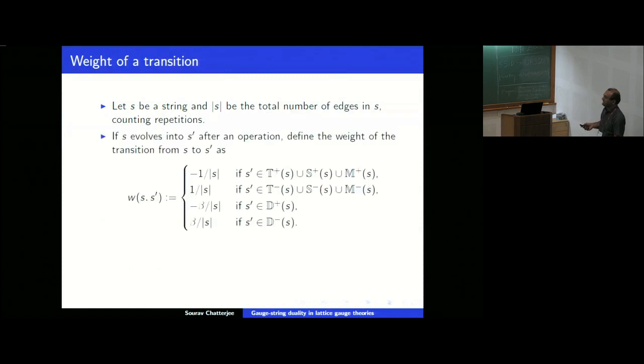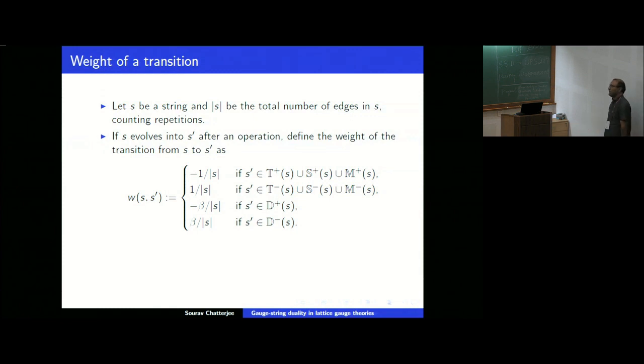And if S evolves into S prime after an operation, you define the weight of this transition as minus 1 over the length of S if S prime is either a positive twisting or a positive splitting or a positive merger, 1 over the length of S if S prime is a negative twisting, negative splitting, or a negative merger, and minus beta over the length of S if S prime is a positive deformation, and beta over the length of S if S prime is a negative deformation.